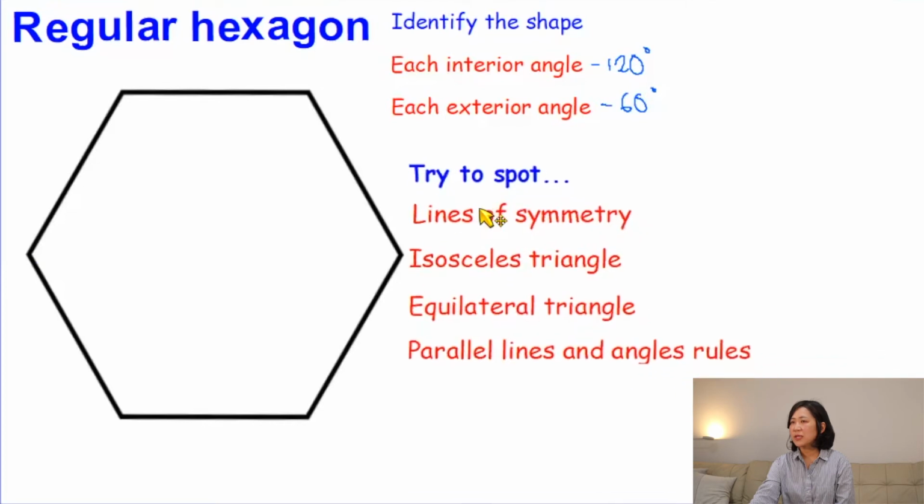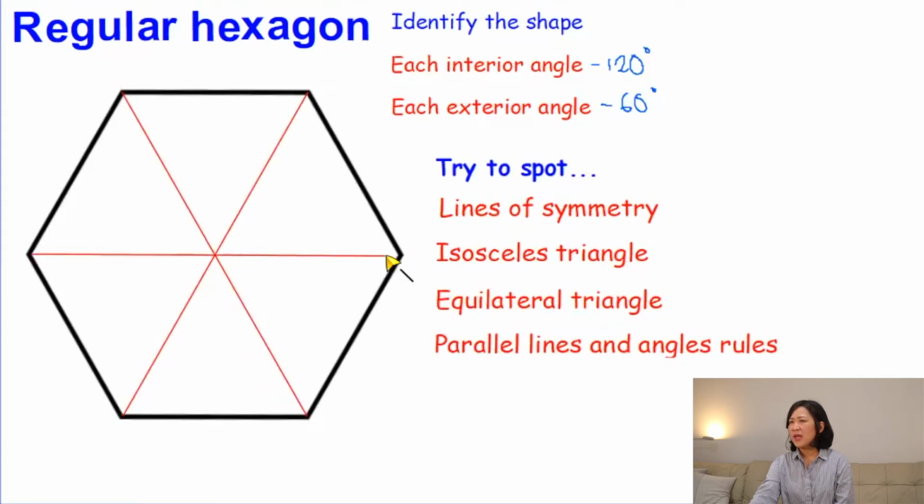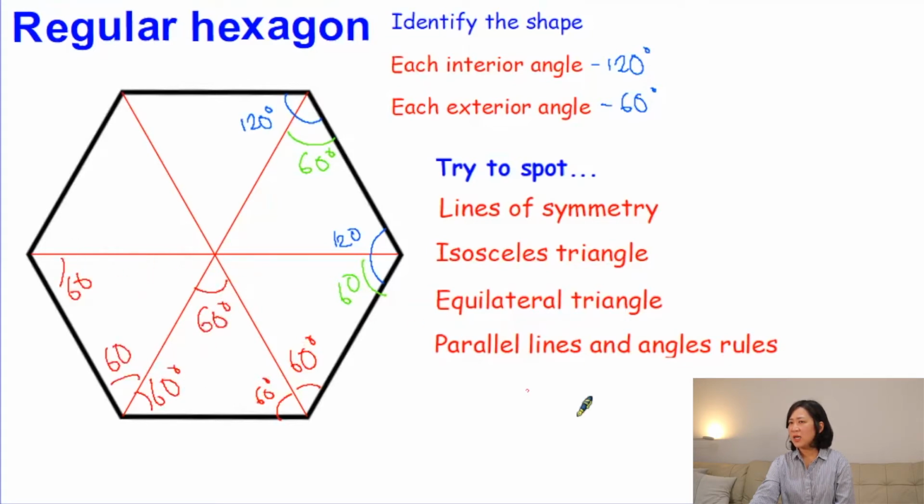Now have a look at this point. Lines of symmetry are important. Why? I'm going to draw the lines of symmetry. When it comes to a polygon with an even number of sides, lines of symmetry are quite useful because look at the interior angles. We know that one of the interior angles is 120. What you can notice is that the lines of symmetry bisect the interior angle, right? That's why the other side is 60. It's the same for all the other angles as well.